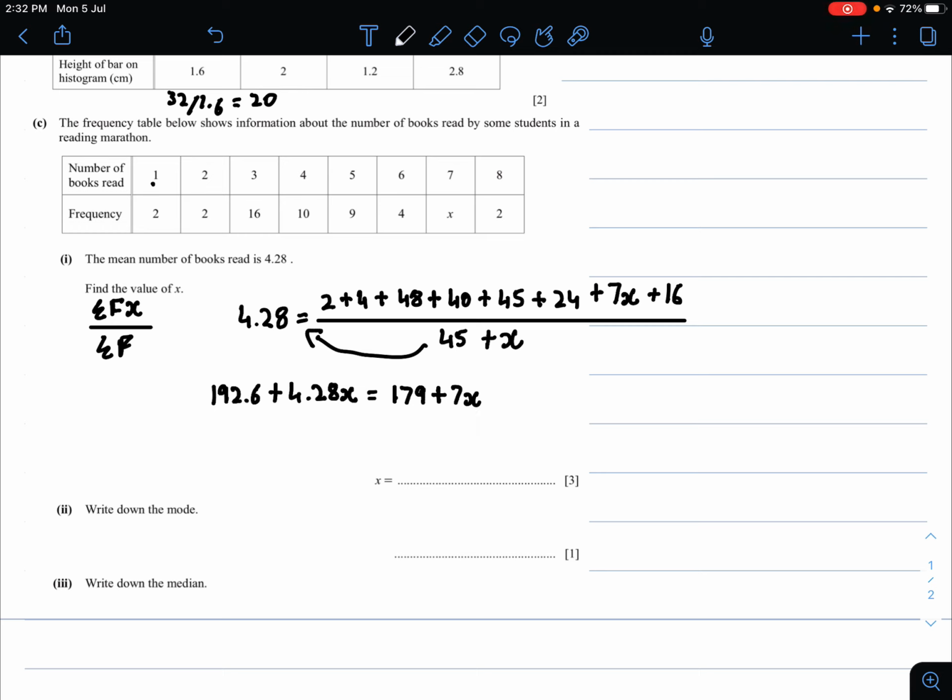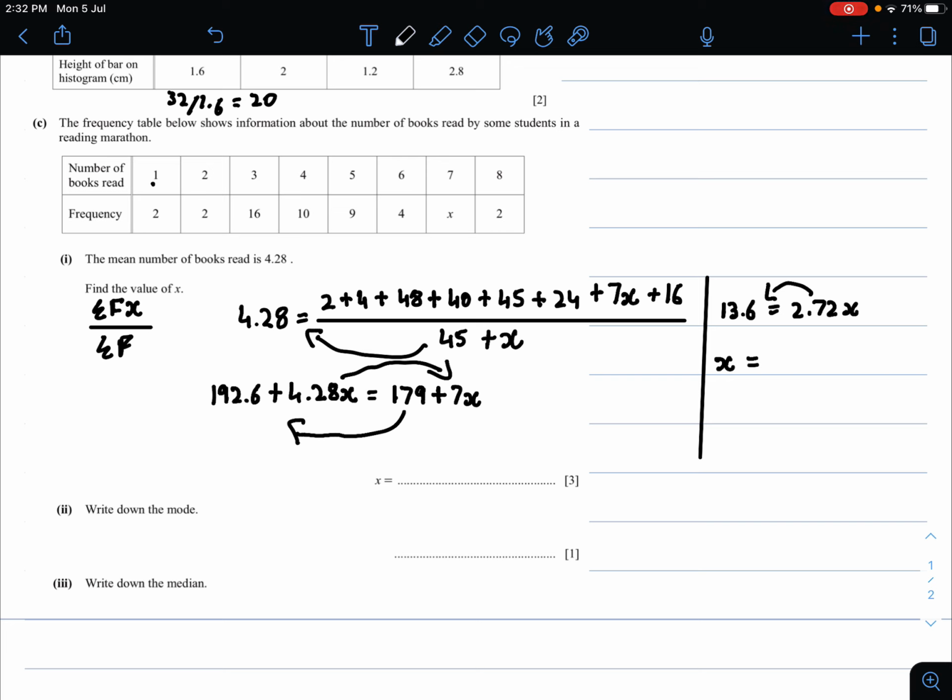Now let's group together the x values. So we'll take the 4.28x to the other side and the 179 to the other side. So positive when moving to the other side of the equation becomes negative. So when we do that, 192.6 minus 179 will give us 13.6 is equal to 7x minus 4.28x. Since the variable is the same, you can minus the coefficients. So that would give us 2.72x.